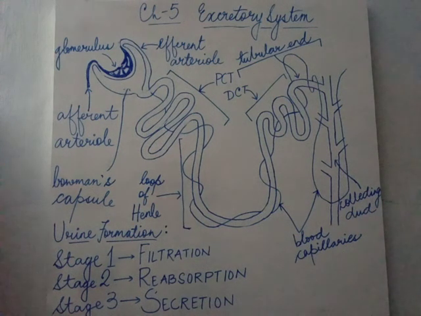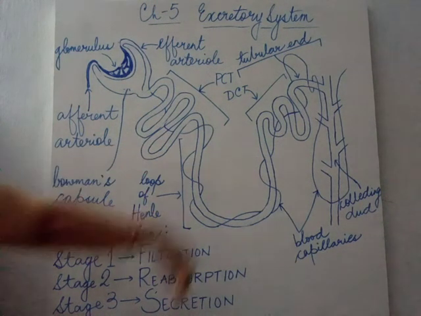Now what is the composition of urine? Urine is mainly made up of water. So 96% water is present in urine, 2% waste products and 2% urea, so in total it becomes 100%. Is that clear? And that urine is first collected into the collecting duct.